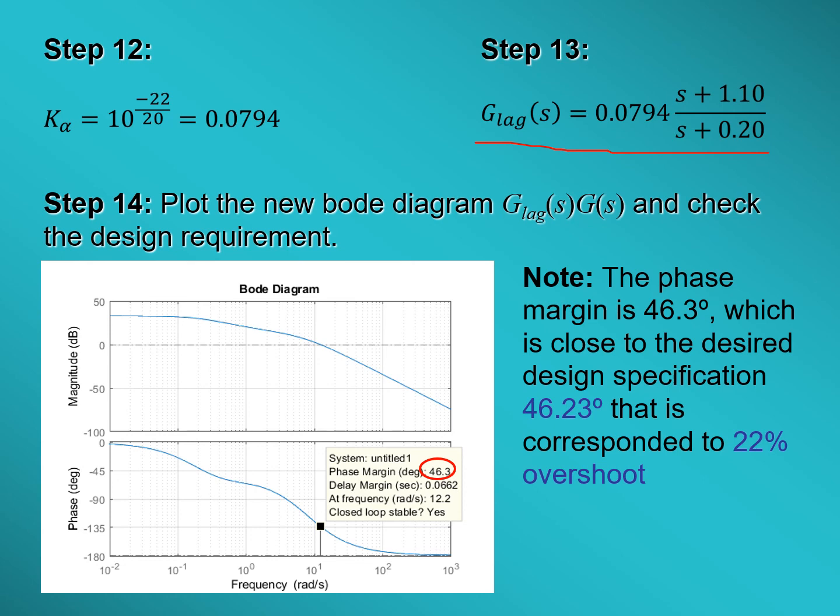Next, plot the new Bode diagram, G lag of S and G of S together, and check the design requirement again. Note that the phase margin is 46.3, which is close to the desired design specification of 46.23. That corresponds to the 22% overshoot design requirement. Okay, I think that's all for the phase lag compensator. Thank you very much.